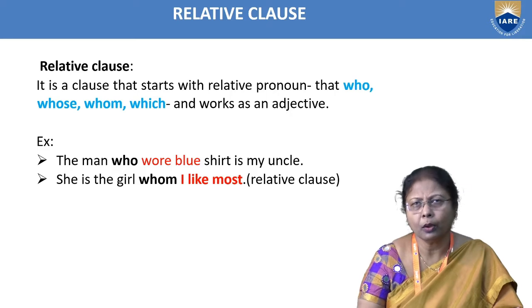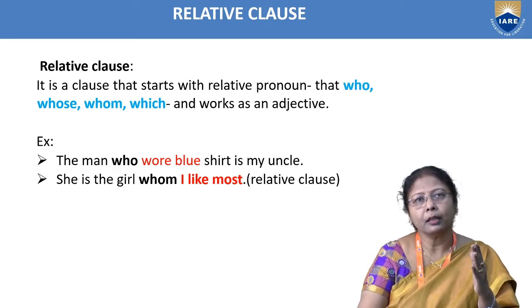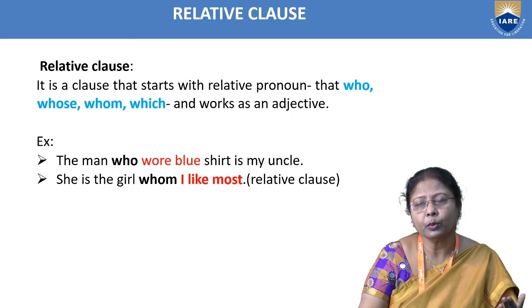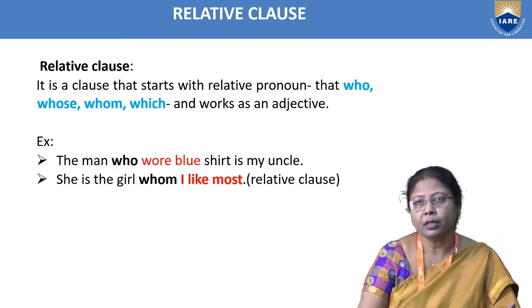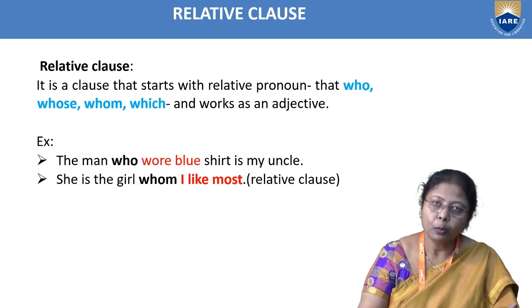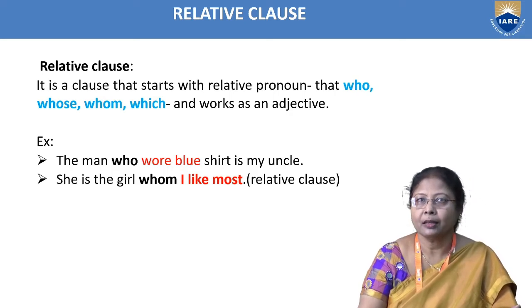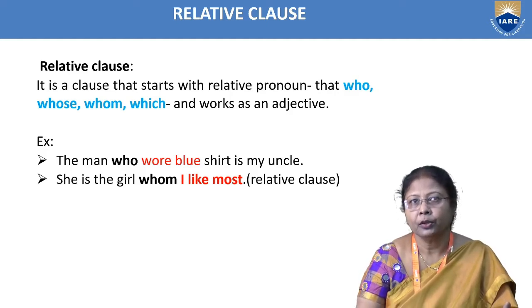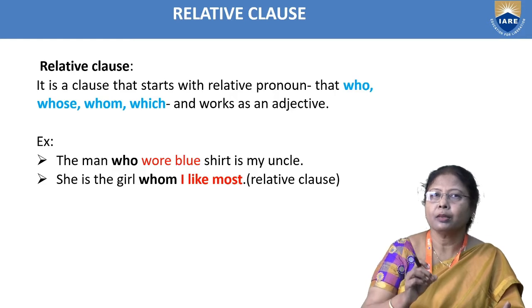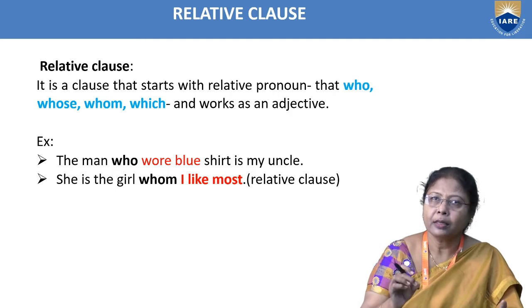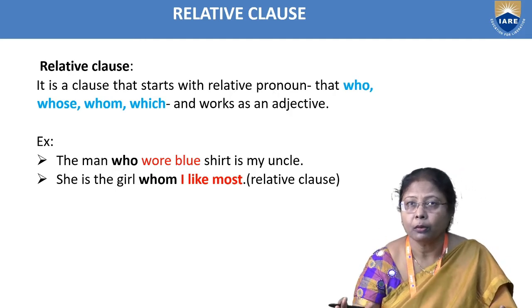So what are relative clauses? A relative clause is nothing but a clause that starts with a relative pronoun. What are relative pronouns? Relative pronouns are those which start with WH: who, whose, whom, which, etc. So these we call relative pronouns. A relative clause that starts with a relative pronoun also acts as an adjective after a noun in the form of modification.